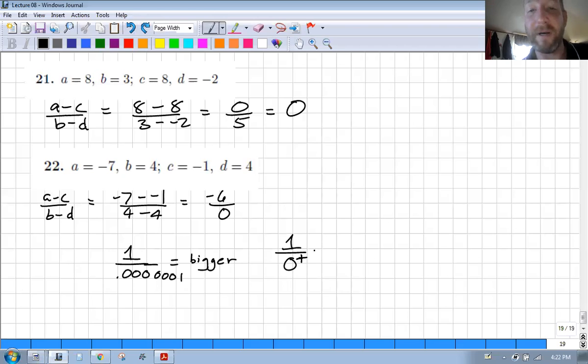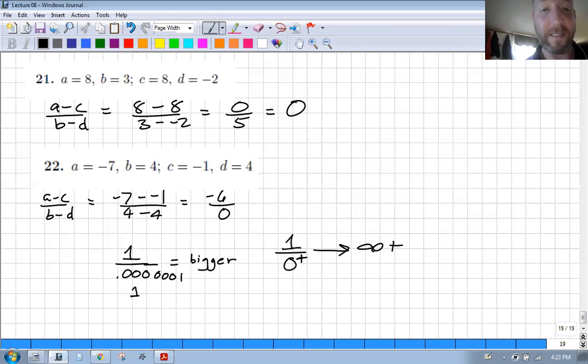So 1 divided by something teeny, tiny is going to give you something huge. So I'm going to say that 1 over 0 plus gives you a positive infinity. The smaller the number you divide by, the bigger number you get. So closer and closer to 0 on the bottom gives you closer and closer to infinity on the top.